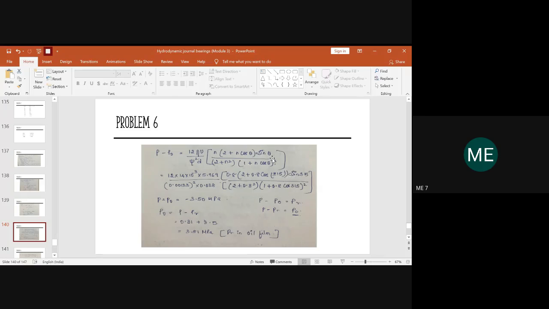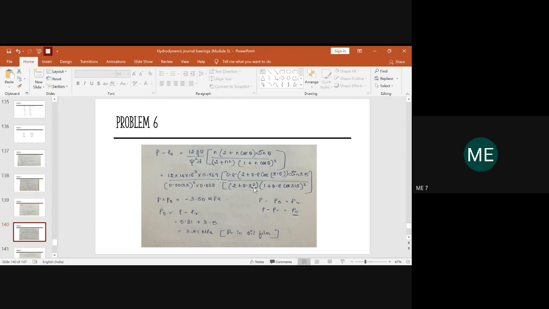Close the bracket. Again sine 315 degree. It is 315, not 35. I have written 1 nearer to 5 here. It is sine 315 degree divided by 2 plus n, which is nothing but 0.8. So 2 plus 0.8 whole square, and again open the bracket, 1 plus n, in the place you write 0.8, again cos theta, theta is 315, so write cos 315 whole square.